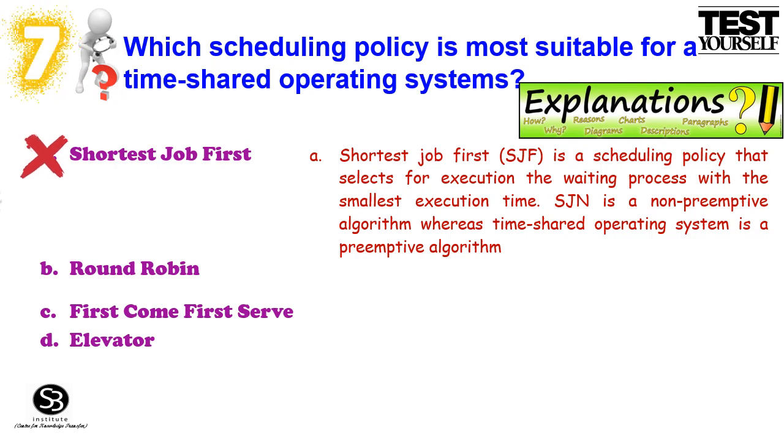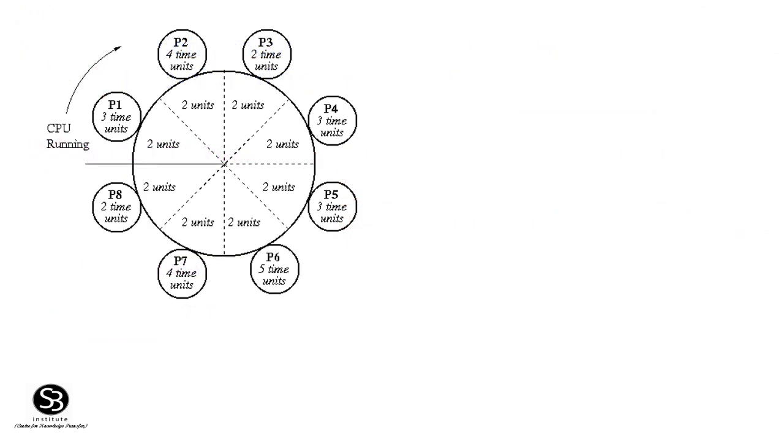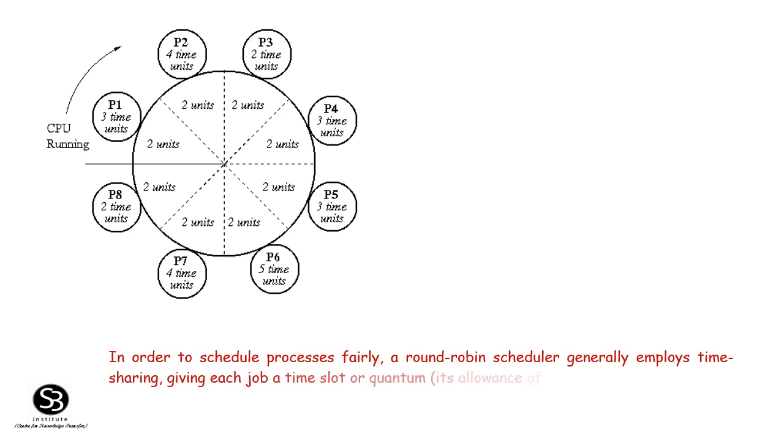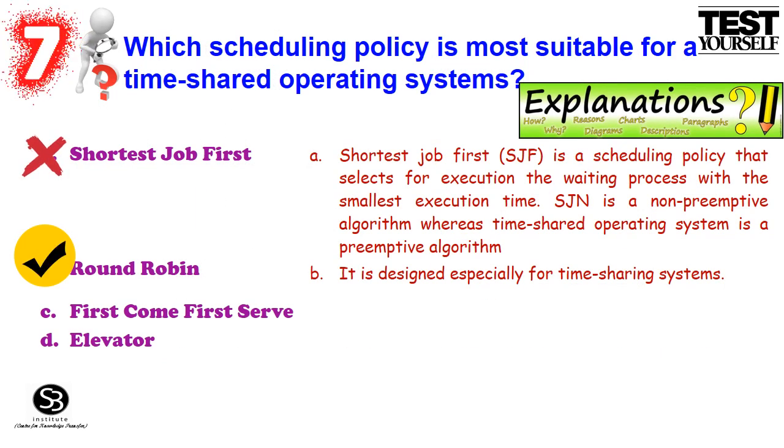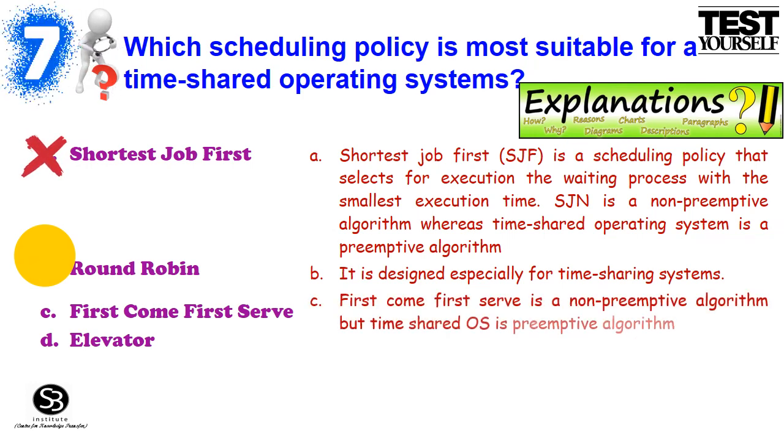Option B, round robin. In order to schedule processes fairly, a round robin scheduler generally employs time sharing, giving each job a time slot or quantum, its allowance of CPU time, and interrupting the job if it is not completed by then. It is designed especially for time-shared operating system. Option C, first come first serve. First come first serve is a non-preemptive algorithm, but time-shared operating system is preemptive algorithm.